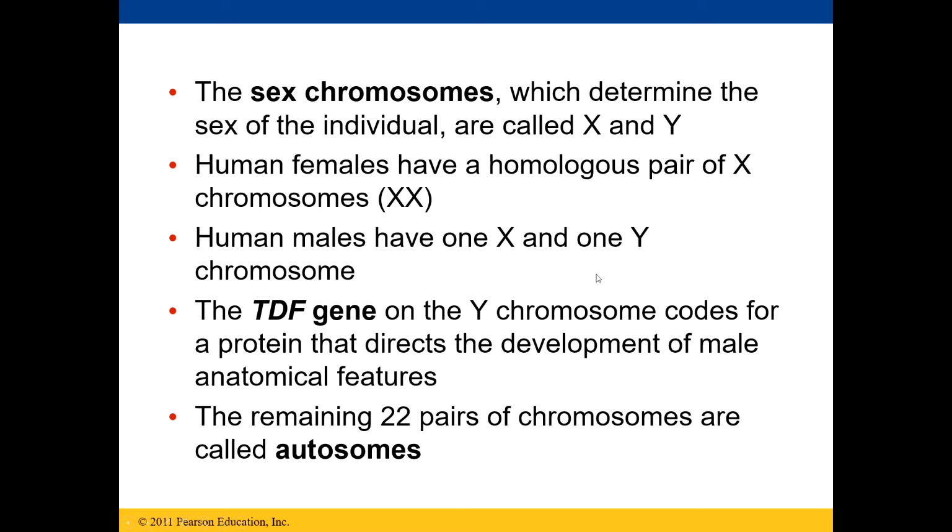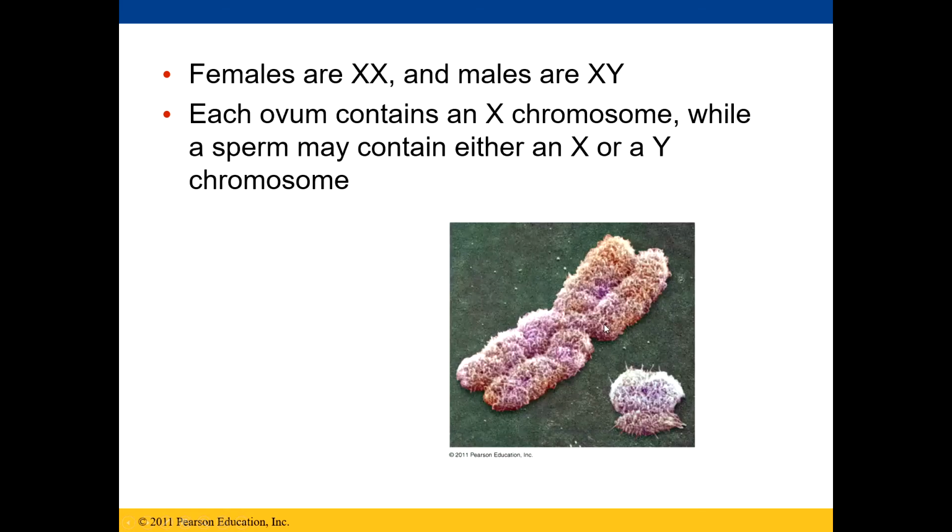Now, there's not a lot of important genes on the Y, but one important gene that is there is what we call the TDF gene, testis determining factor. And that is on the Y chromosome, and it codes for a protein that directs the development of male anatomical features. So the theory is that a fetus would develop into a female unless they have a TDF gene, and that then directs the male genitalia. The remaining 22 pairs of chromosomes, again, are called autosomes. So the females have two X's, the male has an X and a Y.